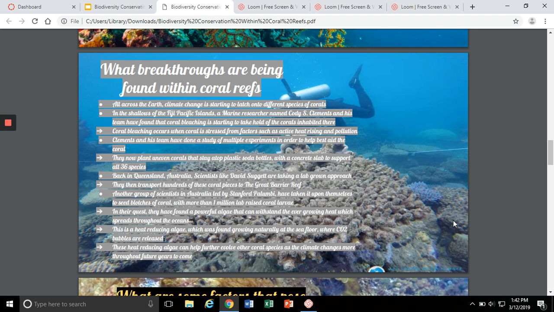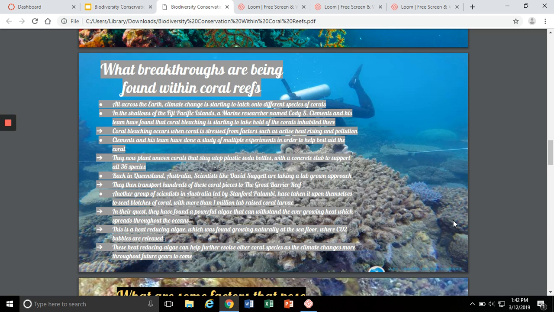What breakthroughs are being found within coral reefs? All across the Earth, climate change is starting to latch on to different species of corals. In the shallows of the Fiji Pacific Islands, a marine researcher named Cody S. Clements and his team have found that coral bleaching is trying to take hold of the corals inhabited there. Coral bleaching occurs when coral is stressed from factors such as active heat rising and pollution.